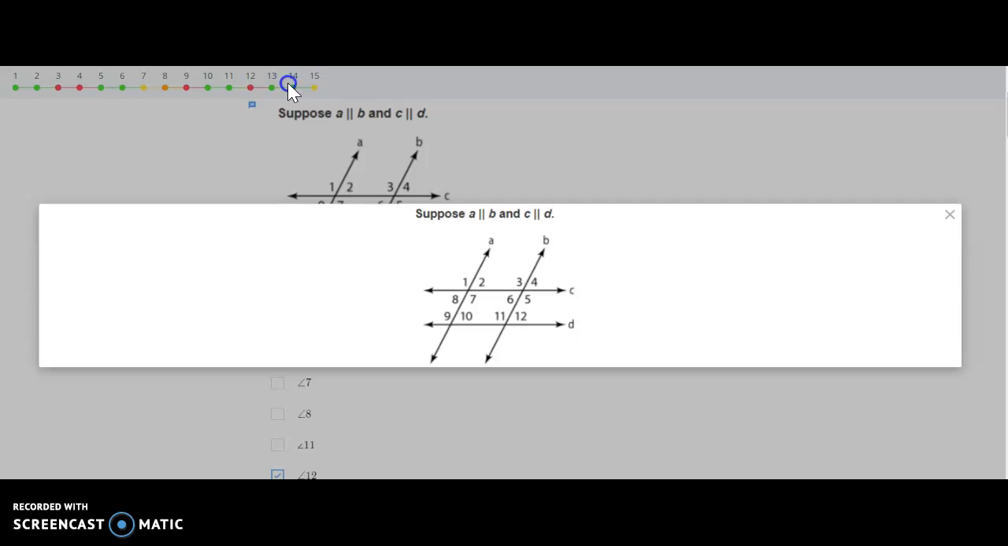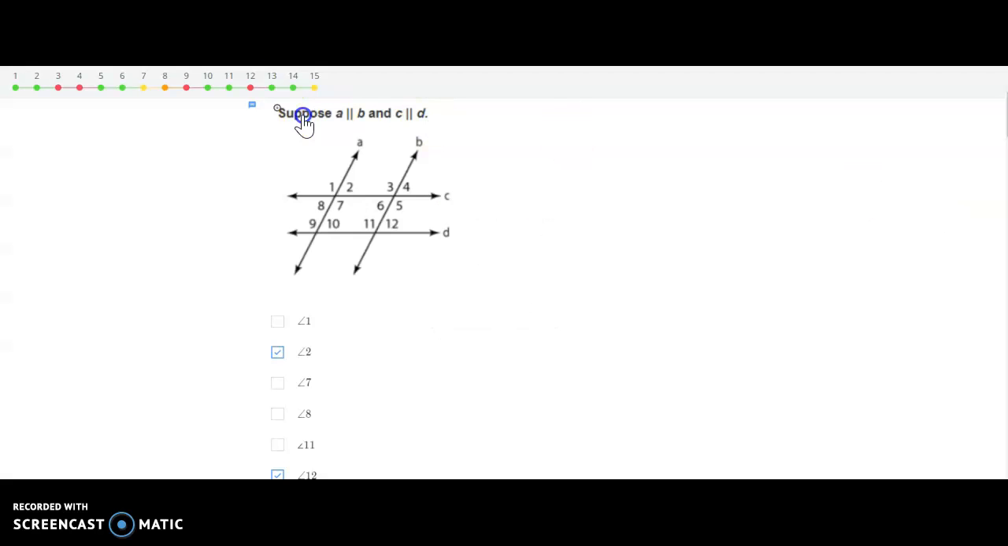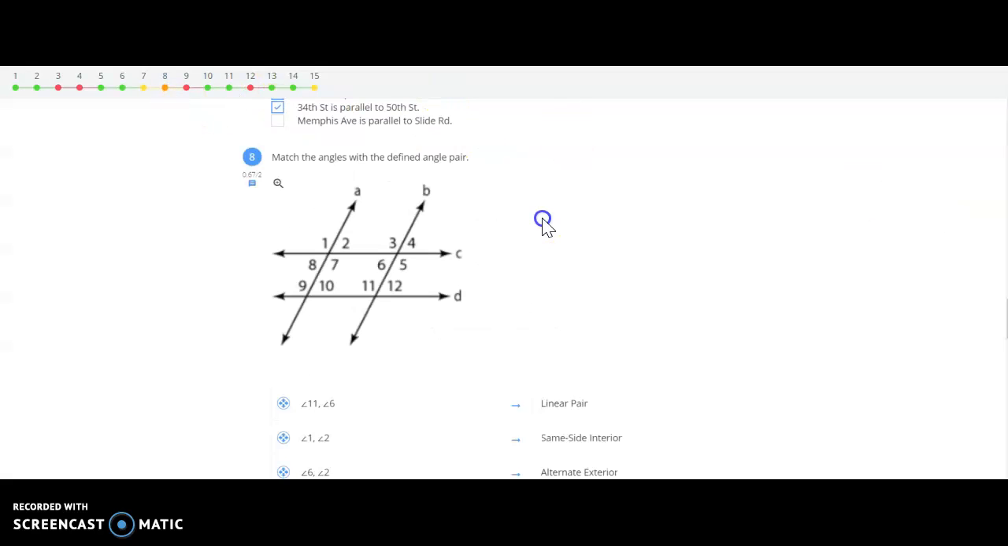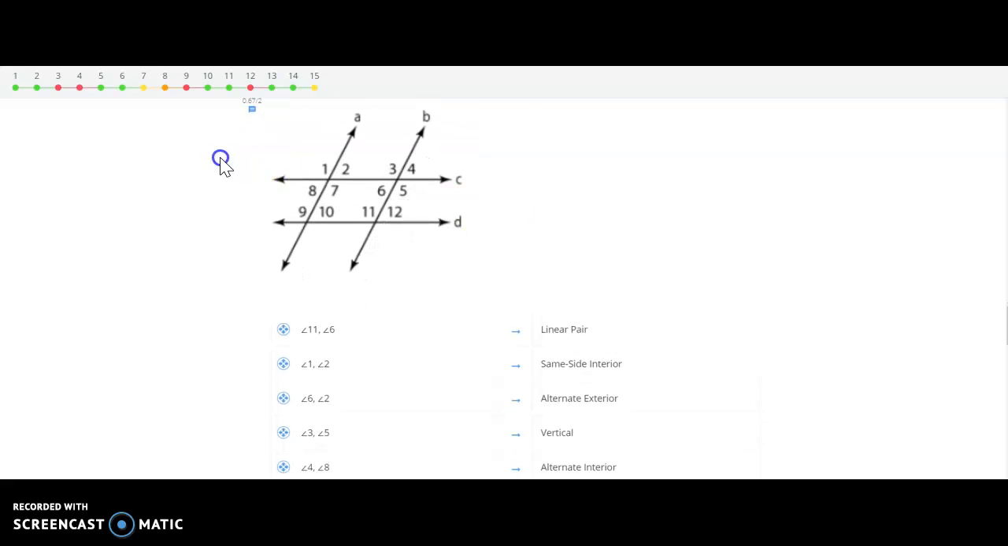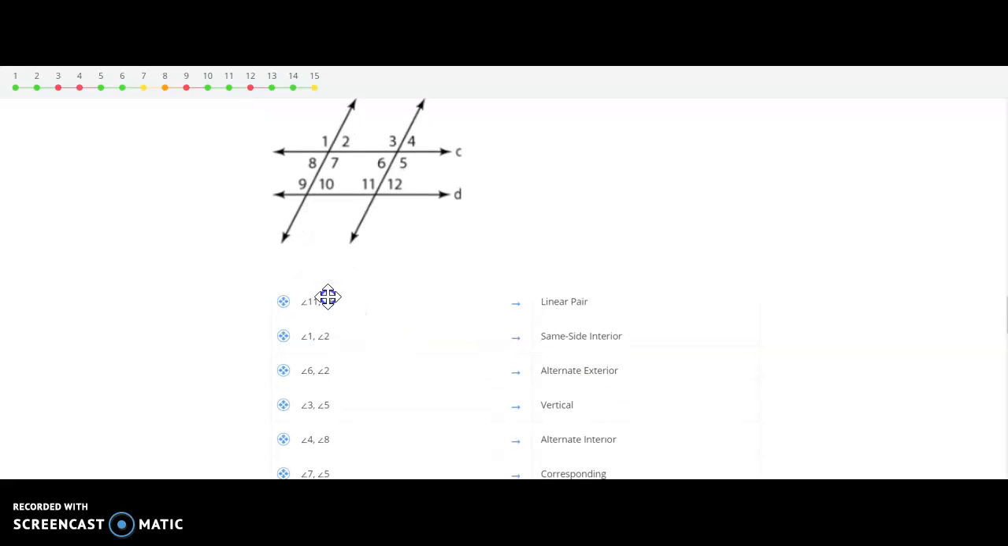So then I can go to any question and try to figure out what I missed. I'm looking at question 8. It says match the angles with the defined angle pair. So this is mostly wrong, so that means I got a few right and some wrong. So let's see what we got. 11 and 6, that's not a linear pair. 11 and 6 would be same side interior. So I can switch that there.